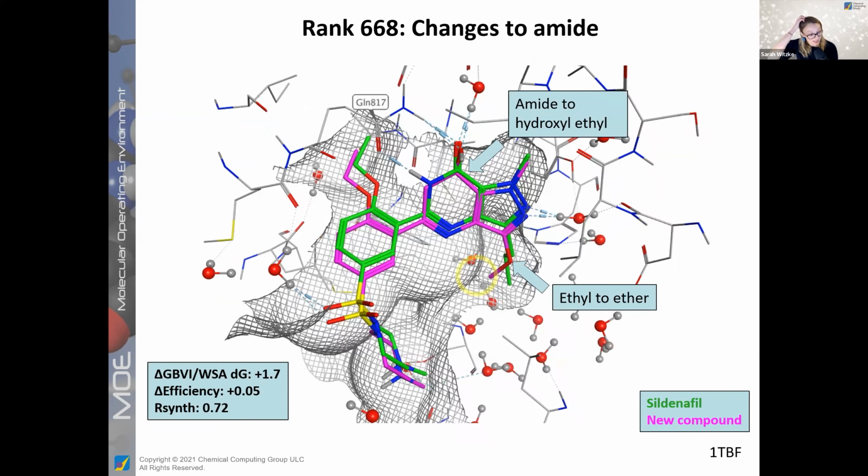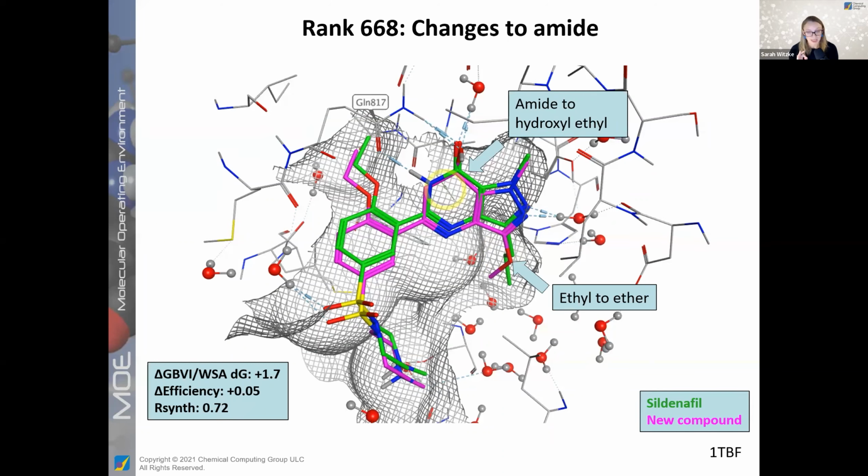The last one I added in here is actually the one that scores the worst in our suggestions of compounds after the filtering and ranking. So a couple of things happened. There's been an ethyl to an ether change on the R group, but really interestingly, what has happened is a change to our scaffold, right? So the amide there has been replaced by a hydroxyl ethyl.